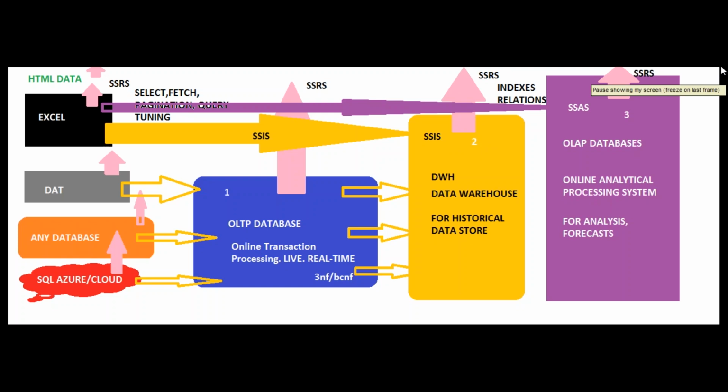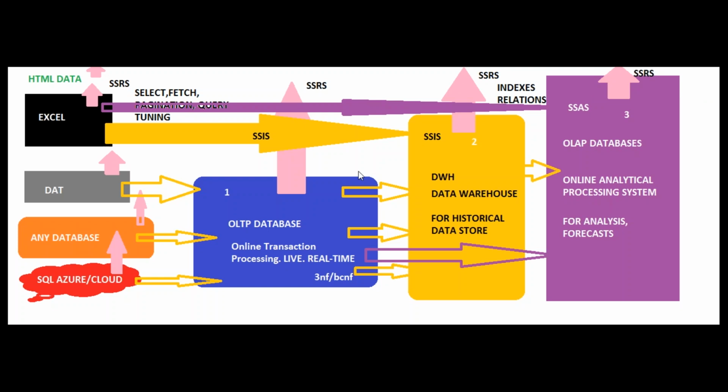I repeat, you got box number 1. Next, you got box number 2. Box number 1 is mainly for the purpose of data store. Okay, it can be any type of data store. For example, we say SQL Server database systems.